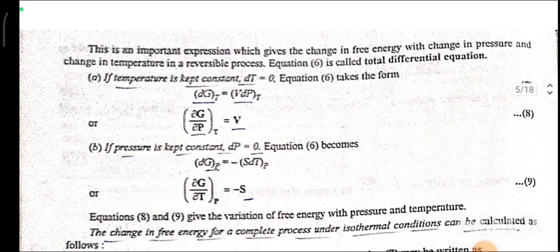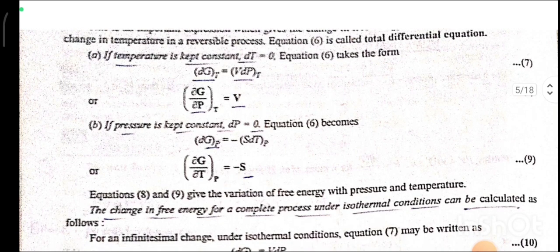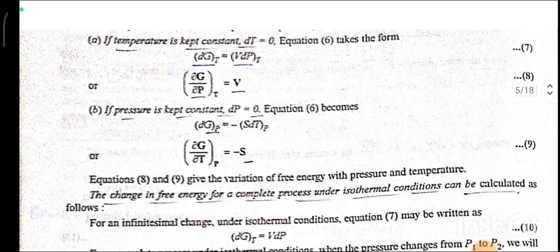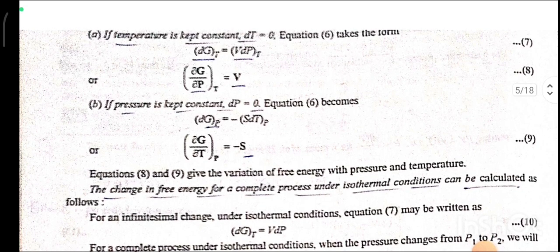This is an important expression which gives the change in the free energy with change in pressure and change in temperature in a reversible process. Equation 6 is called the total differential equation. If the temperature is kept constant, dT = 0, then equation 6 becomes dG at constant T = VdP at constant T, or (∂G/∂P) at constant T = V.